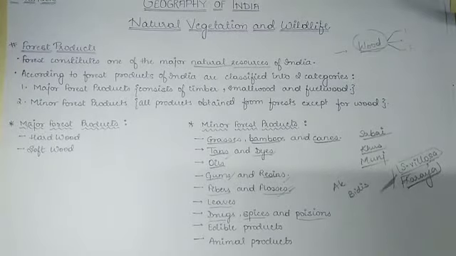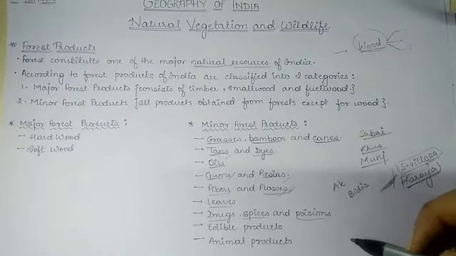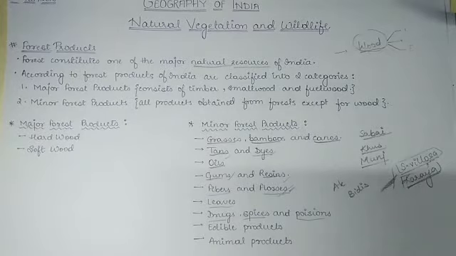Then next is poisons. Indian forests produce some poisonous substances which can act as good medicines when taken in small and regular amounts. Some of the poisons are ganja, dhatura, and aconite.